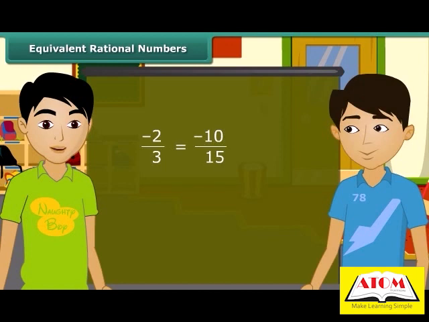-2/3 is equivalent to -10/15, because when we multiply the numerator and denominator by 5, we get -10/15.